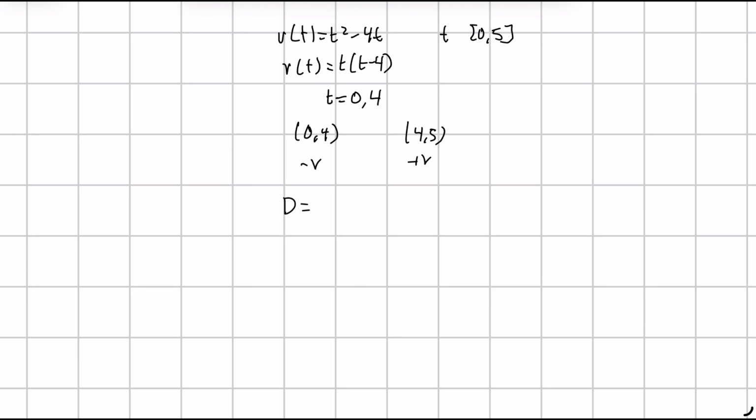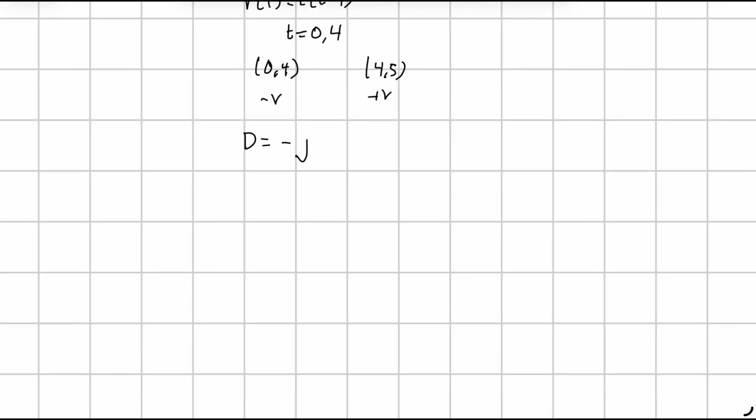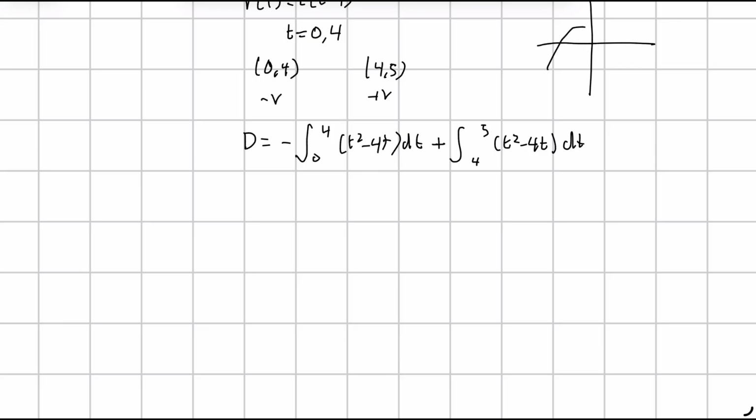So for our displacement, we can take this into account, and we have our negative integral from 0 to 4 of t squared minus 4t times dt. And then you're going to just add this to the positive version, which is from 4 to 5 of t squared minus 4t, because if you have a 0, every time you cross the x-axis, this means you're going from negative to positive, back to negative, then to positive.